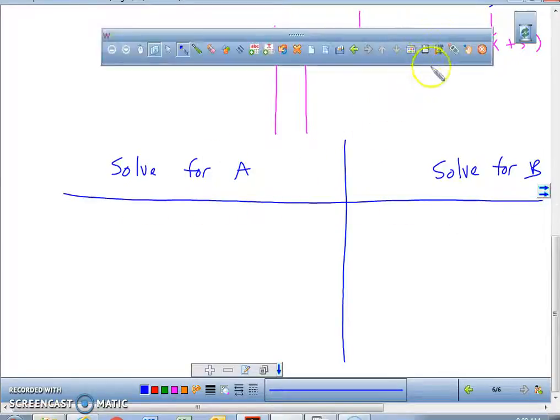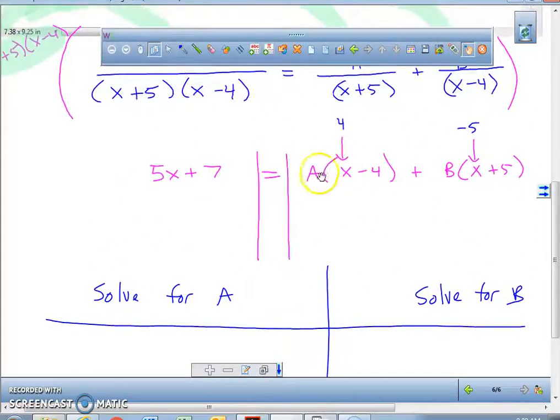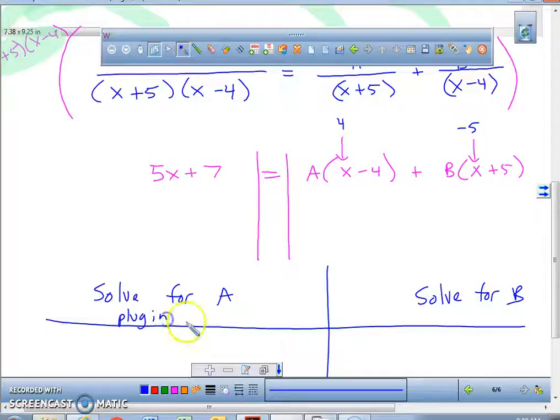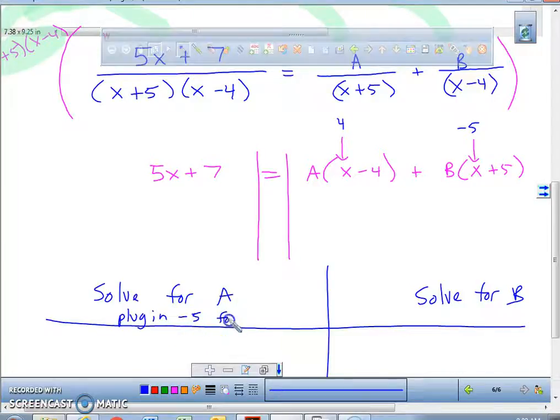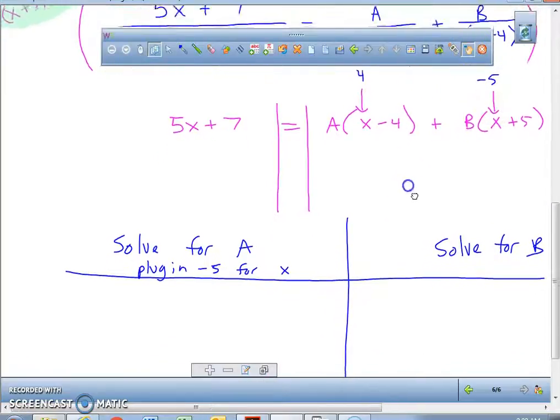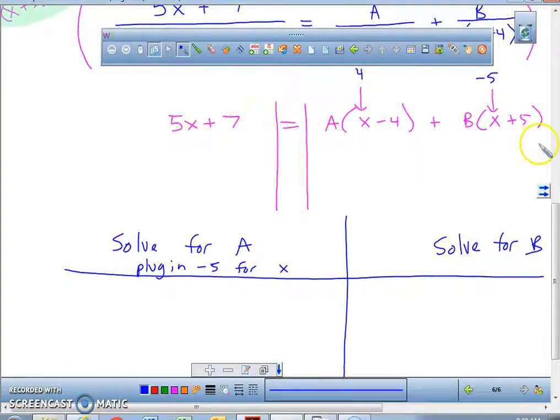If I want to solve for A, I'm going to have to plug in a negative 5 for x. So right here, I'm going to write: plug in negative 5 for x. That's what I'm about to do. Everywhere you see an x, what are you plugging in? You're plugging in a negative 5.